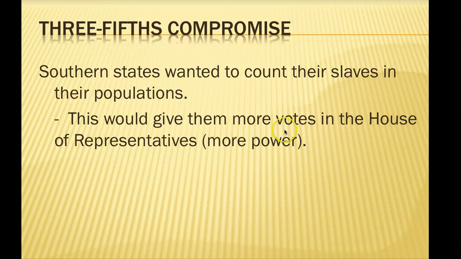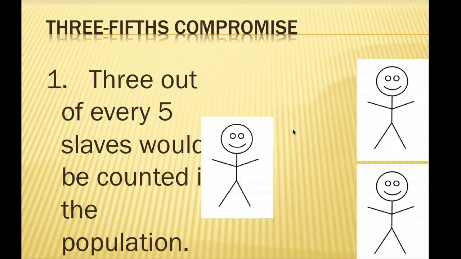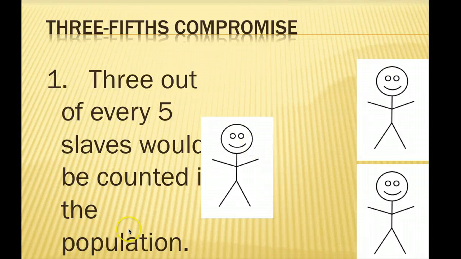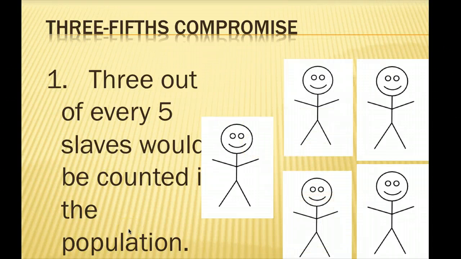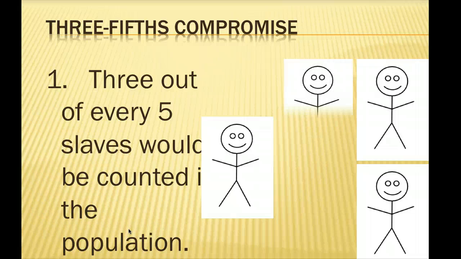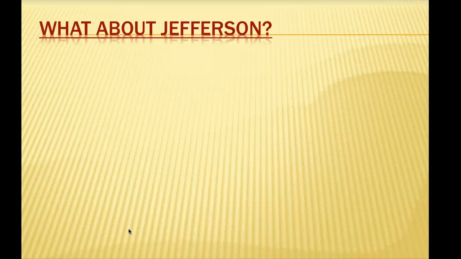The North was outraged. They said absolutely not. So they came to a compromise. Basically, 3 out of every 5 slaves would be counted in the population. In plain terms, if there were 5 slaves, they would pretend like 2 of them didn't exist, and they would only count 3 of them in the population. At this point in time, the men at the convention were so exhausted and just wanted to go home. They said, okay, we'll agree to that. And they signed the Constitution.